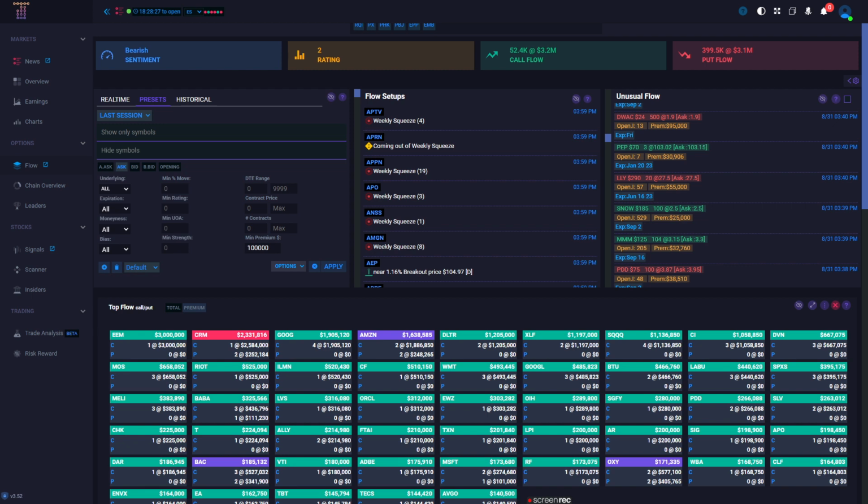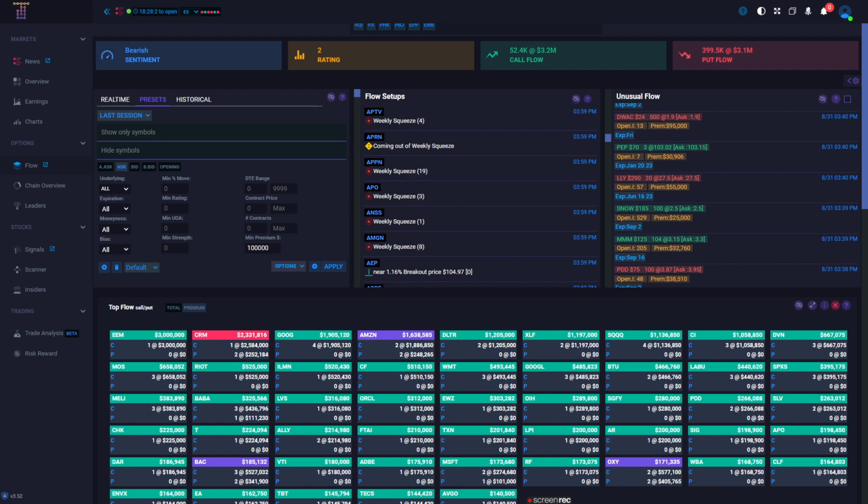So, options. Let's start off with option sweeps. When you have an option sweep, that is an aggressive order filled across multiple exchanges and more likely to be a directional bet on any kind of underlying stock. So you have someone who's aggressive on a certain stock, but they want to buy options to trade and go with the momentum. So what they do is they'll aggressively get those option contracts filled.